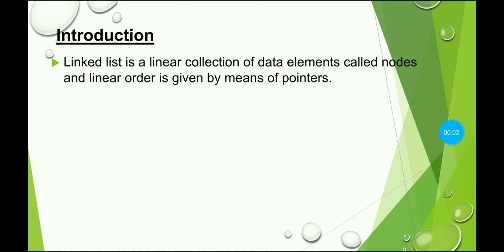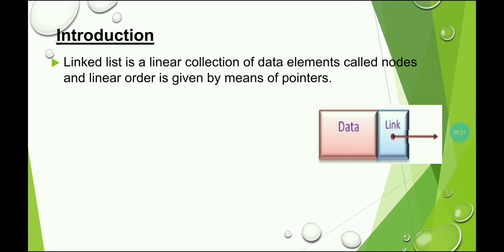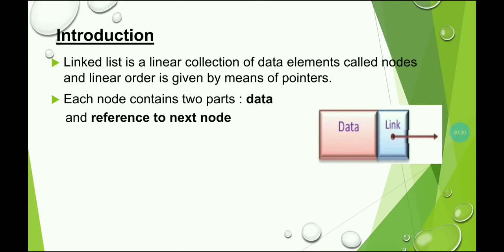Linked list is a linear collection of data elements called nodes, and linear order is given by means of pointers. See here, linked list is also a collection of elements, but here each element is called a node. See this diagram, this is one node of a linked list, and each node again has two parts. One is the data part and another is the link part. That is, the link part contains the address of the next node here.